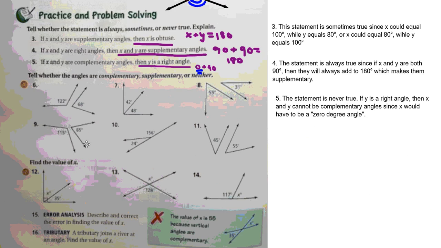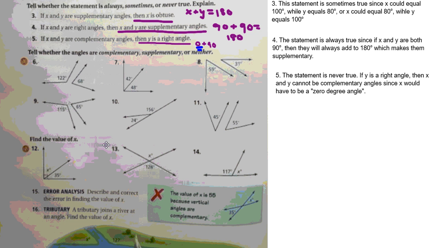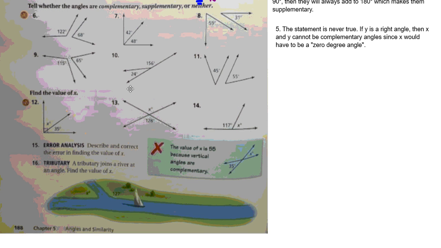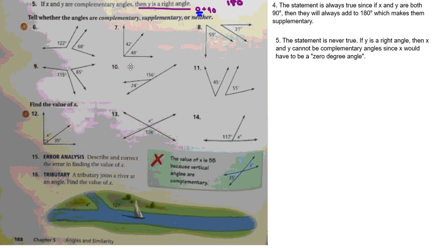All right, the next set of questions, actually the next 9 questions, will go by much faster than those first 5 questions. So let's take a look at these. For the next 6, it says tell whether the angles are complementary, meaning they add to 90 degrees, supplementary, meaning they add to 180 degrees, or neither, meaning they don't add to 90 or 180. So this one, you just add them together and see what they add to. So 122 plus 68, that's going to be 190 degrees. So not supplementary because they have to add to 180, not complementary because they'd have to add to just 90, and these add to 190. So these are going to be neither.